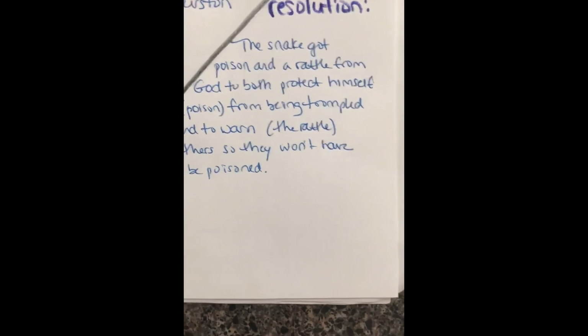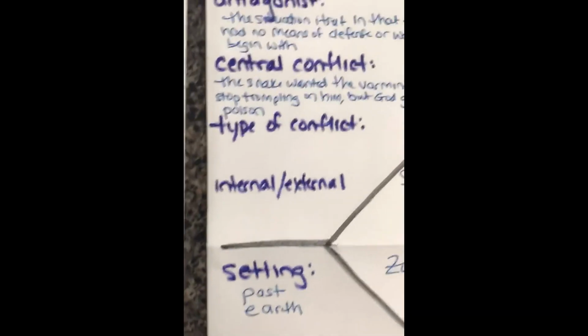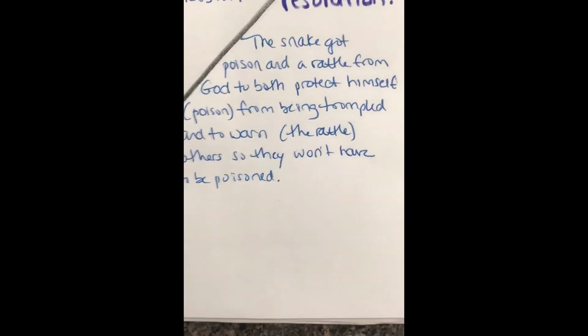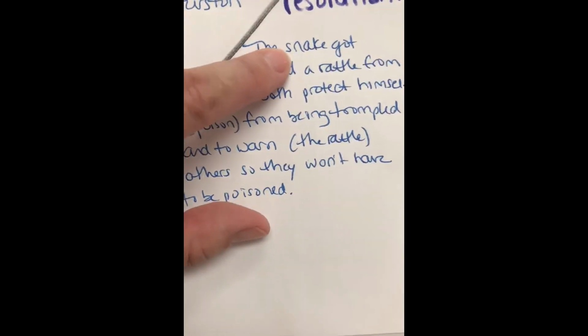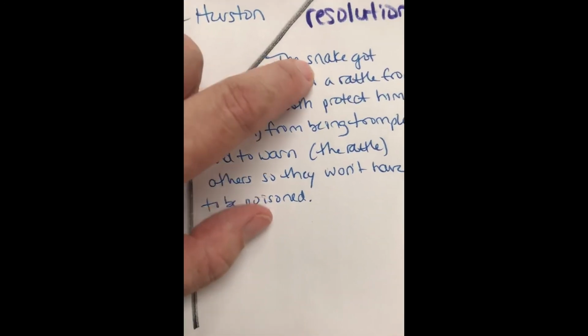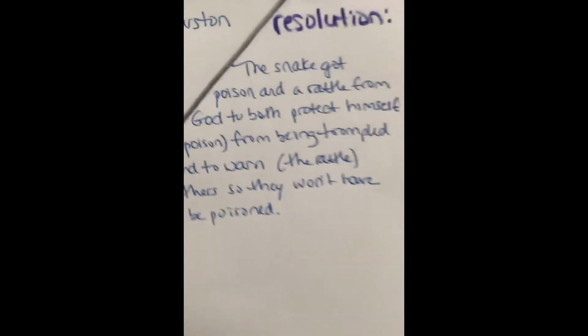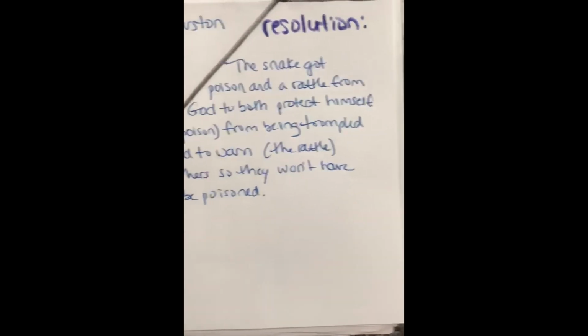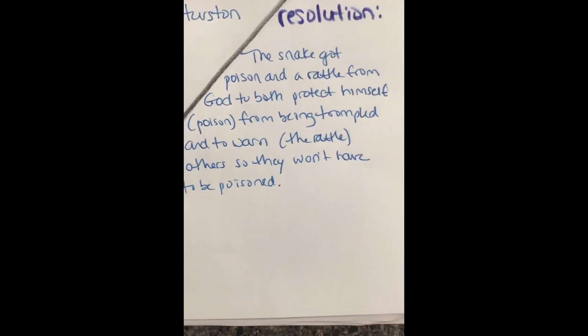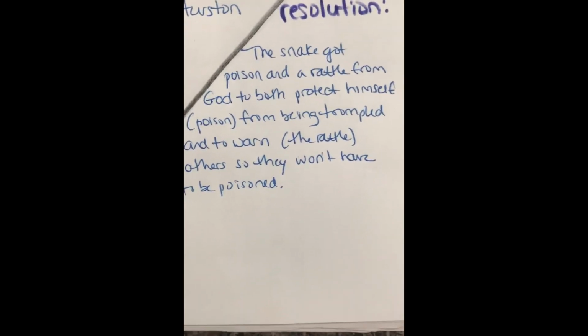You're looking at every part that you wrote in here needs to be answered in here. And please notice, if we started with the snake, we need to end with the snake. So whatever character you put here, you need to start with here. And make sure you fully explain how that central conflict came to an end.